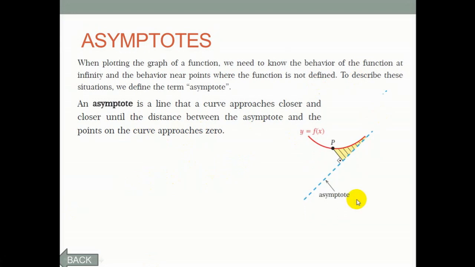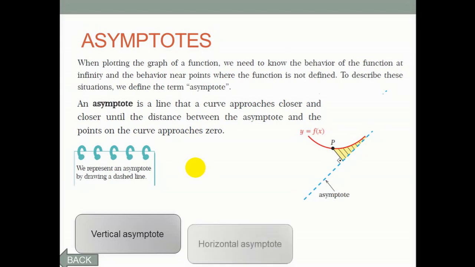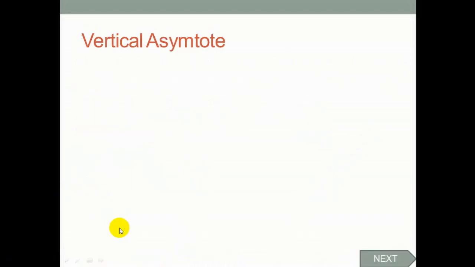On the right side, we can see the graph of an asymptote. We draw an asymptote using a dashed line. Asymptotes are divided into three types: the first is the vertical asymptote, the second is the horizontal asymptote, and the last is the oblique asymptote. So now we will talk about the vertical asymptote.